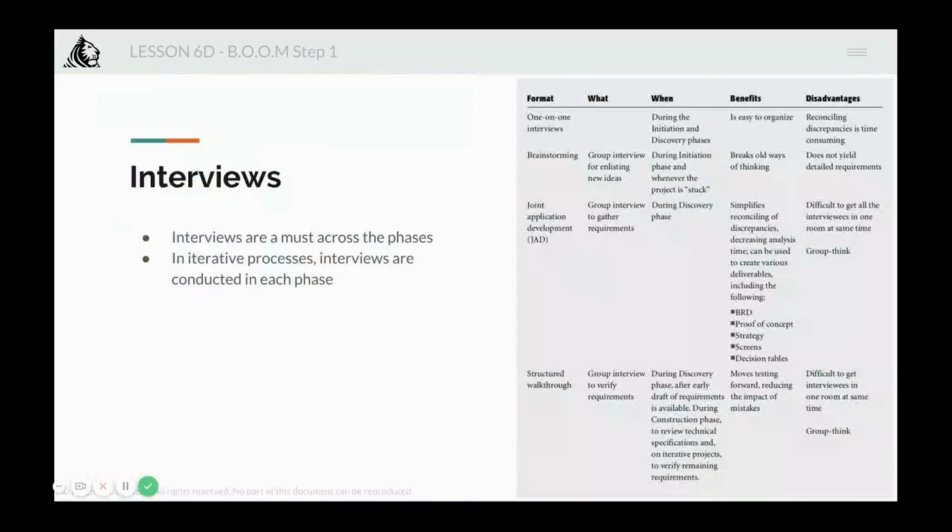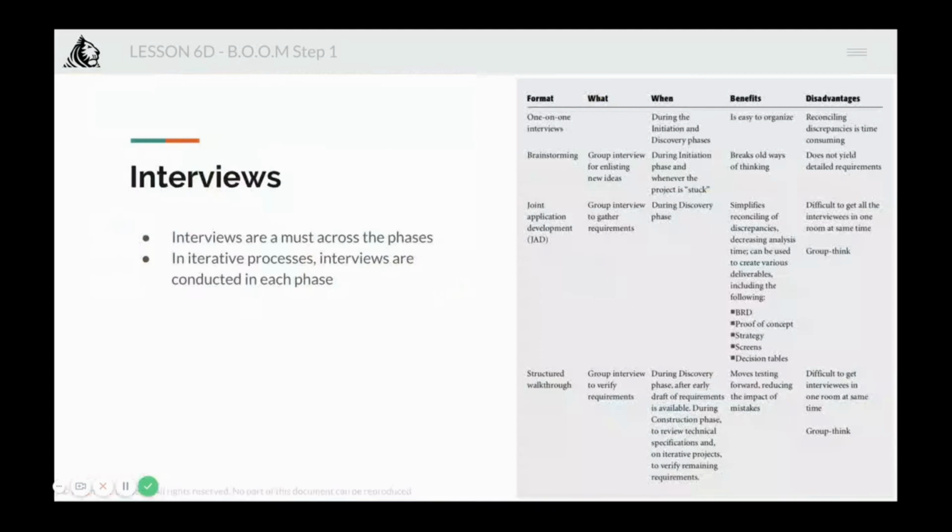So, the first thing we need to understand is interviews. That is step one. Interviews are a must across the phases. You will be conducting interviews very often. And in iterative processes, interviews are conducted in each phase. In waterfall, maybe you'll be conducting them only in the beginning and not so much in the later parts.